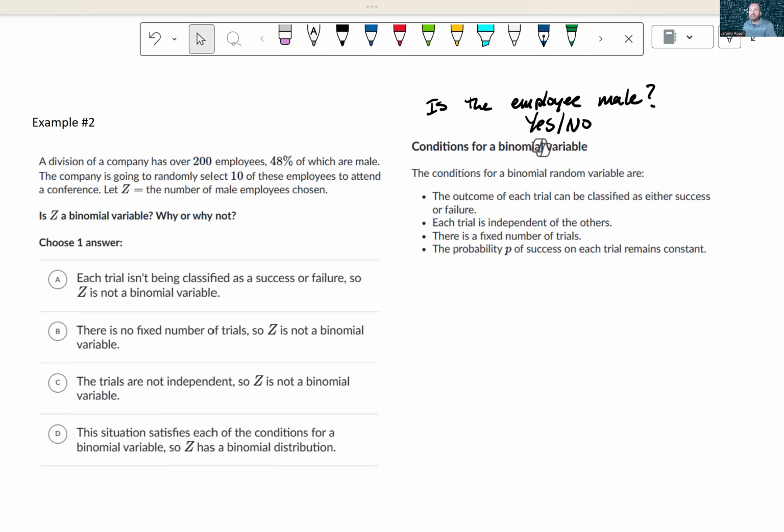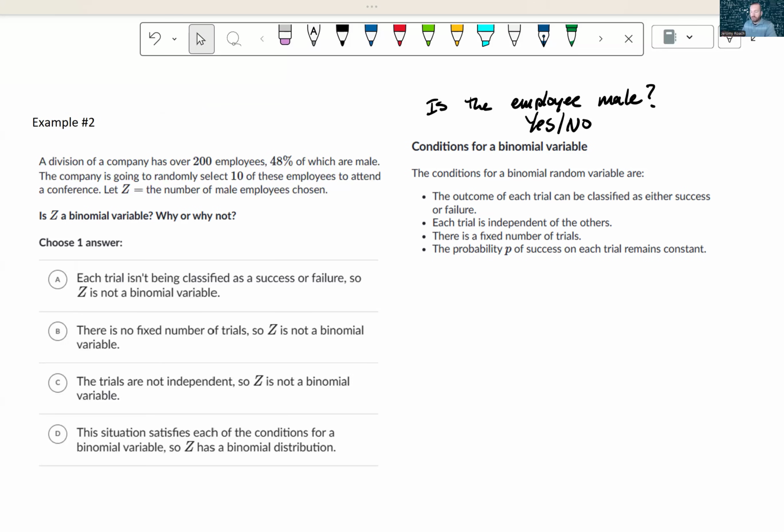This one is a little bit unique because in statistics, if a sample size is less than 10% of a population, trials can be treated approximately as independent. This is a statistical rule of thumb. The reason it works is that when a population is very large compared to the sample, if we remove one item, that barely changes the probabilities. Here we're selecting 10 out of 200 employees, which is less than 10%, so we can assume independence even though it doesn't say so specifically.